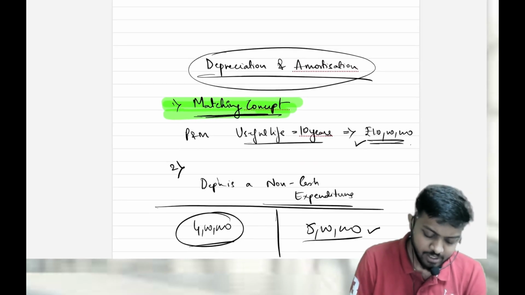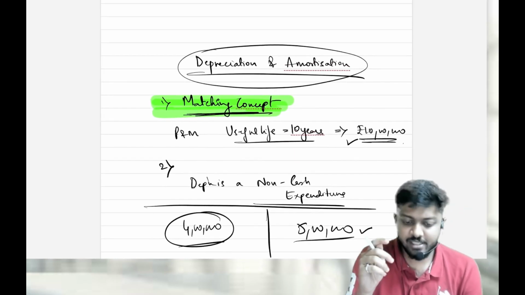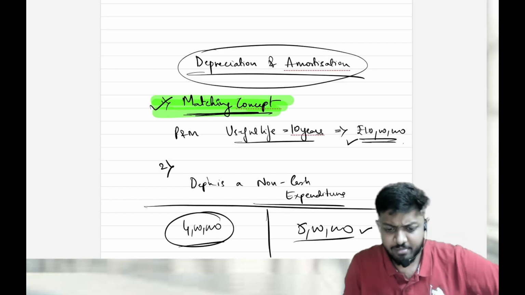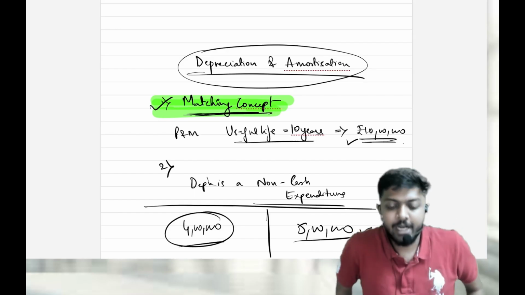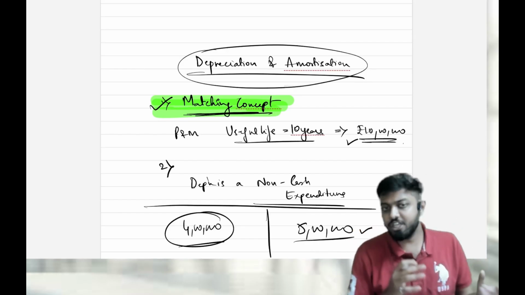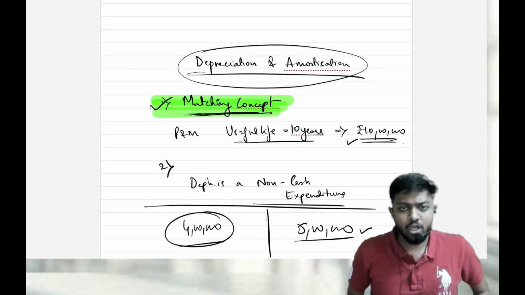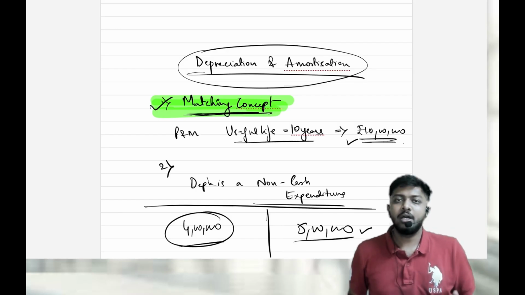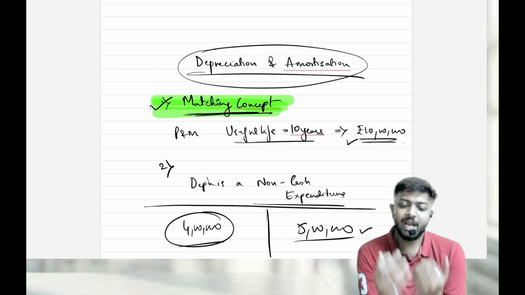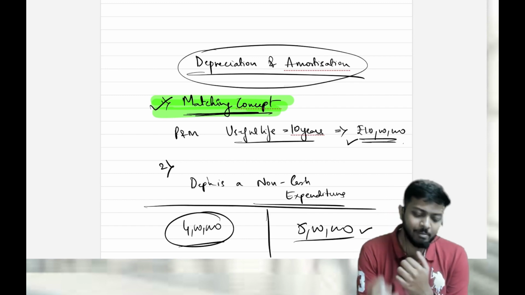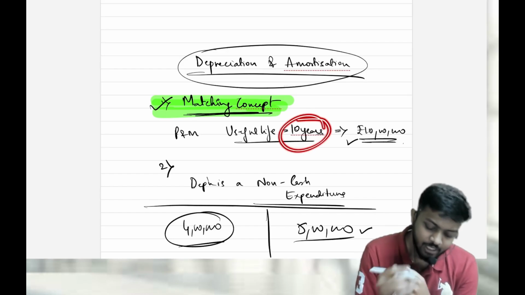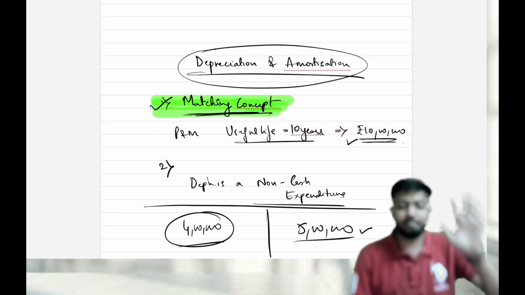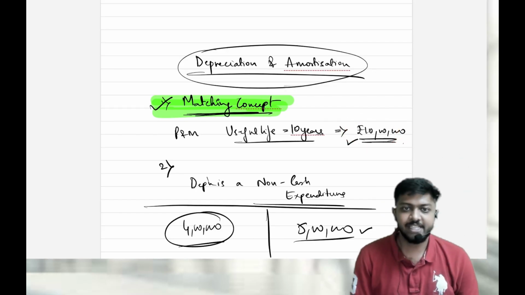So why does depreciation exist? The first reason is the matching concept. Why matching concept? As the definition suggests, depreciation is the systematic allocation of the depreciable amount of the asset over its useful life. We have read the matching concept. Now if you buy a plant and machinery, and the useful life of that plant and machinery is, say, 10 years, and you have paid 10 lakh rupees for that asset, correct?